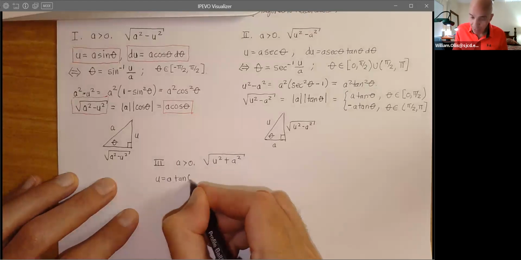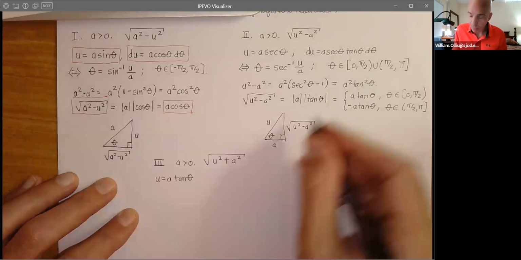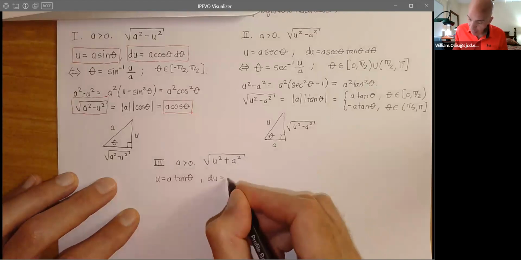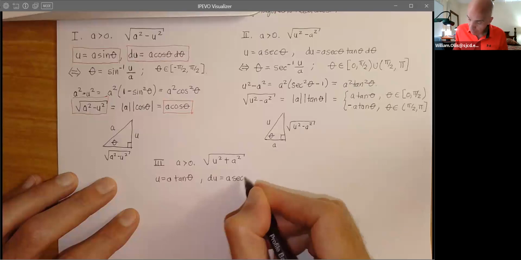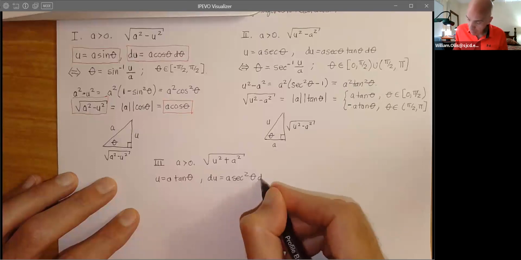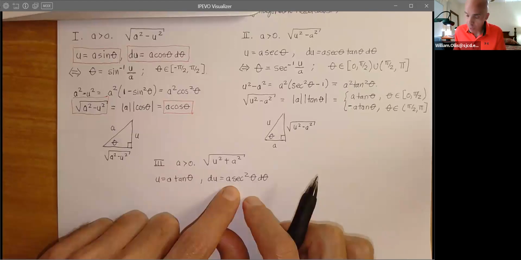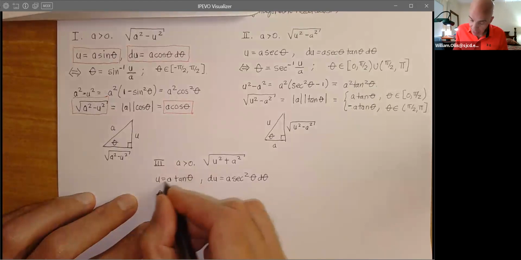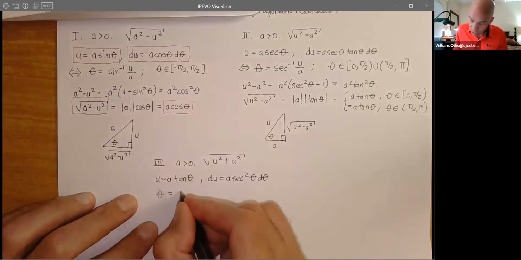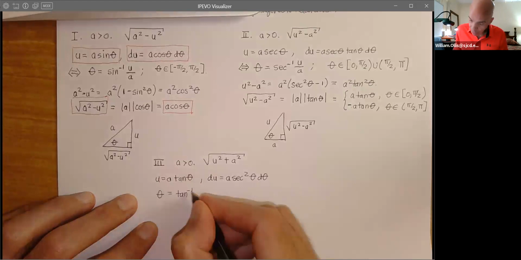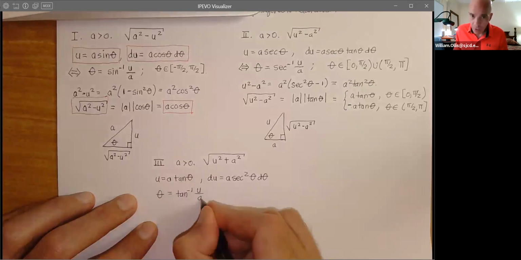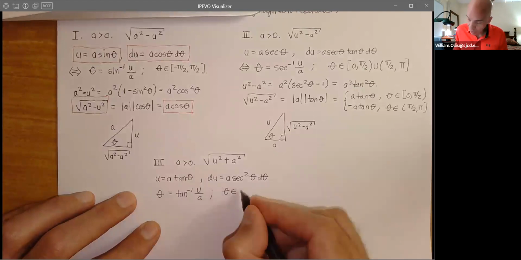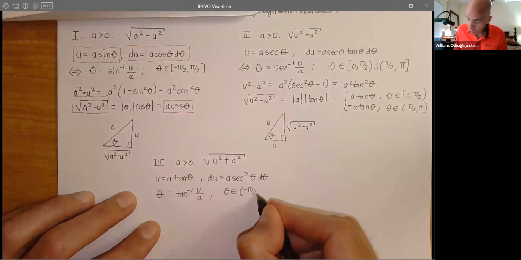And this one's really well behaved. We don't get the problems like we have with the other one. And so now du will be a secant squared theta d theta. So that would be the replacement in the differential. And then now, of course, theta, if we divide by a and take the inverse tangent, we have inverse tangent of u over a. And then, of course, for the inverse tangent, we have those nice horizontal asymptotes. Theta lives between negative pi over 2 and pi over 2.